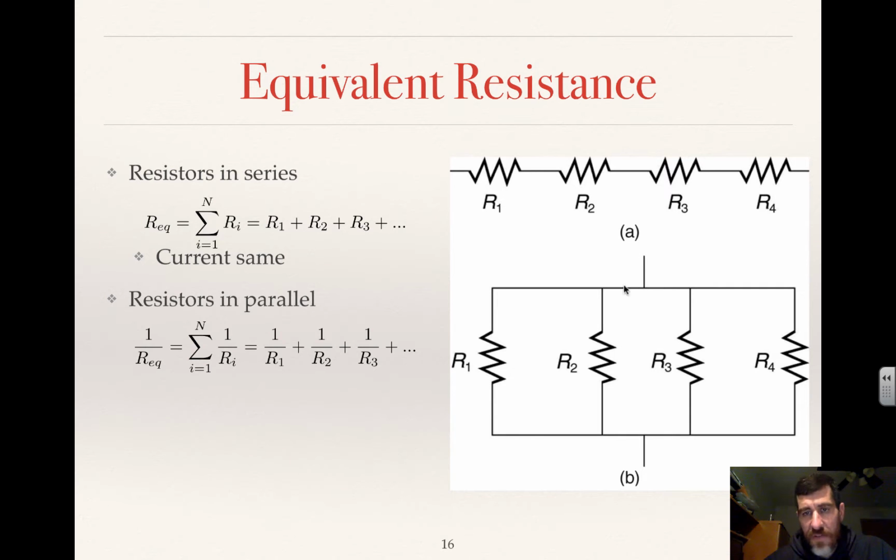Now on the bottom here, we have resistors in parallel. So one side of the resistors is all connected together, and the other side of the resistors is all connected together. For resistors in parallel, 1 over the equivalent resistance is the sum of the reciprocals. So 1 over R equivalent is 1 over R1 plus 1 over R2 plus 1 over R3 plus 1 over R4 plus however many other resistors you have. So you're adding reciprocals, and just remember, don't forget, you add all the reciprocals and then you need to take the reciprocal of that to get the equivalent resistance.